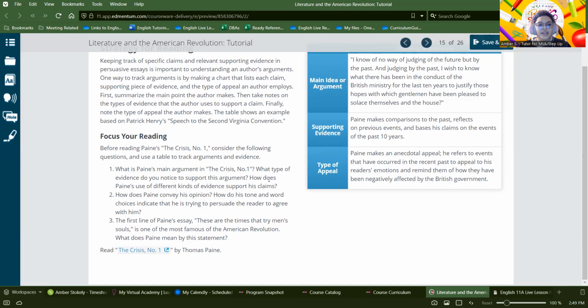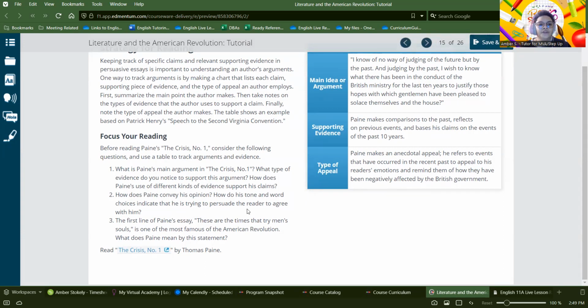The second question is, how does he convey, that means tell you, express, right? How does he convey his opinion? So like, what types of words does he use? Does he sound upset? Does he sound excited? Does he sound angry? What does he seem passionate about in this writing? Because these are his personal thoughts and not just a story, right?